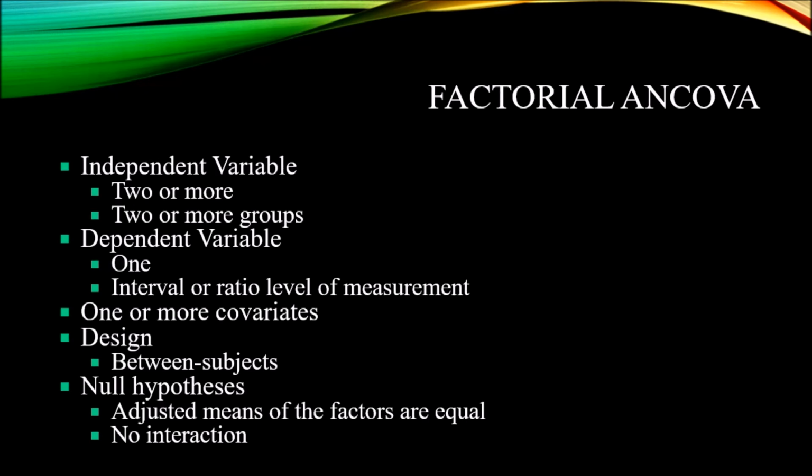Now looking at factorial ANCOVA. Factorial ANCOVA is the same as factorial ANOVA, except we introduce again the idea of the covariate, just as we did moving from one-way ANOVA to one-way ANCOVA. And we look at the null hypotheses. The adjusted means of factor 1 are equal, adjusted means of factor 2 are equal, and so on, and we have no interaction. So similar, except we have the addition of covariates, and we have to change the null hypotheses a little bit.